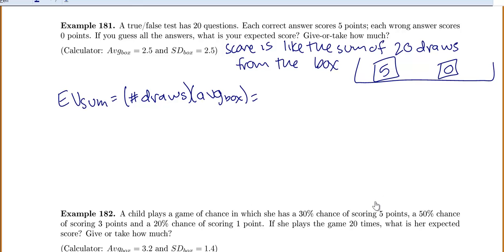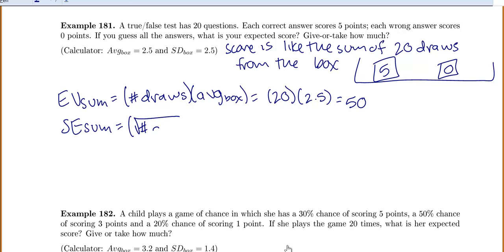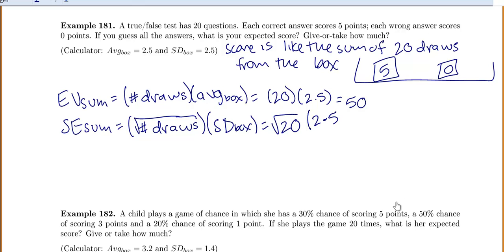The number of draws is 20, and the average of the box is 2.5, so this gives us 50. The standard error of the sum is equal to the square root of the number of draws times the standard deviation of the box. So the square root of 20 times the standard deviation, which actually happens to be 2.5 as well. That's just a coincidence. So we get 11.2.